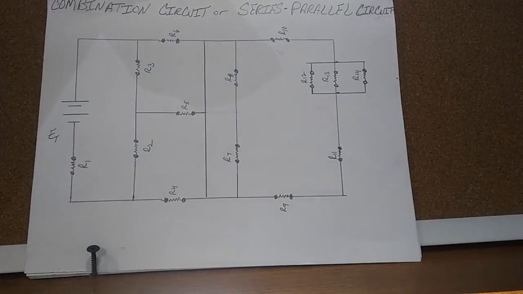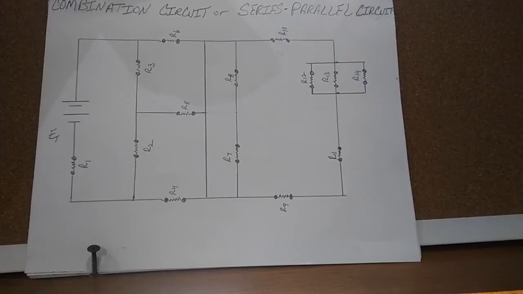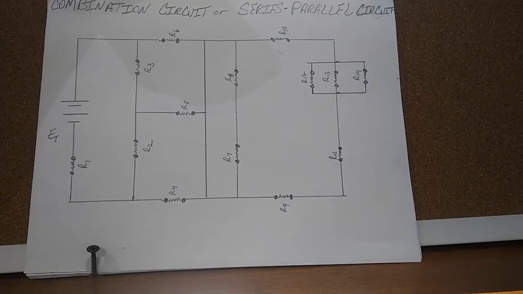Now, this big circuit seen here is called a combination circuit or a series parallel circuit. Some of the resistors or loads in this circuit are in parallel and some of the resistors and loads are in series. That's where it gets its name, combination circuit or series parallel circuit. In this particular video, we will specifically be dealing with a series circuit.